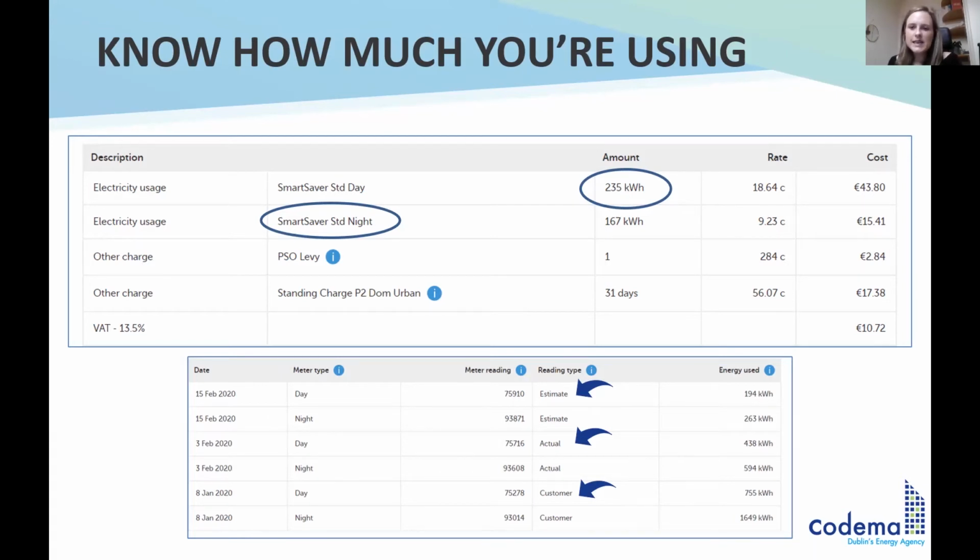You can also see that the meter readings can be marked E, which is estimated by the supplier; A, which is the actual reading by the provider, so the ESB or Gas Networks Ireland will read your meter up to 4 times per year; or C, which is by the customer. I would urge you, if you can, to submit your own meter readings because it means that you'll get a more accurate bill.